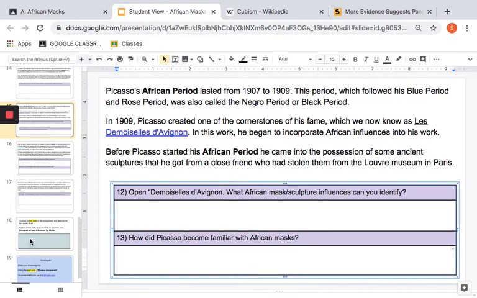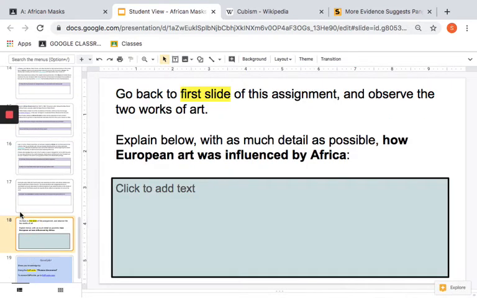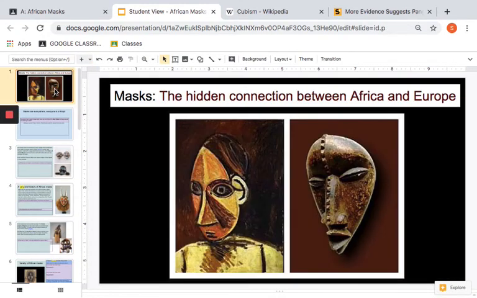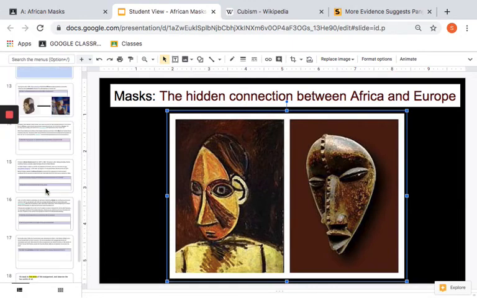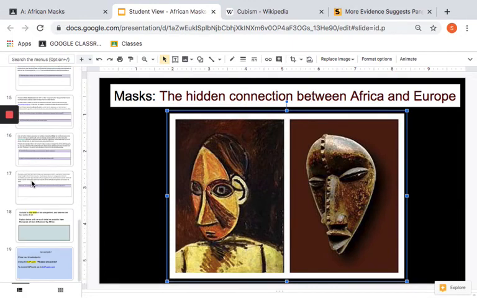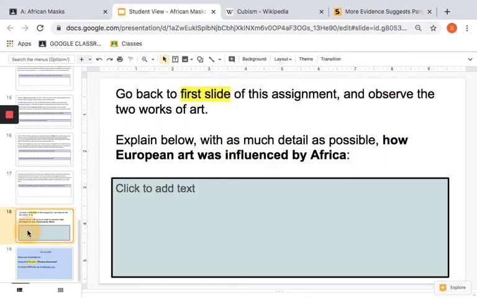Okay. So once you get to 18, I want you to go back to the first slide, and you're going to look at these two works of art. What you will realize, or what I'm going to tell you now, is that the one on the left is a European painting by Picasso, and the one on the right is a mask from West Africa. And they're similar. It's hard to deny that Picasso was somehow using ideas from the sculptures that he saw in Africa to make his faces. And that is a conversation that people are having right now.